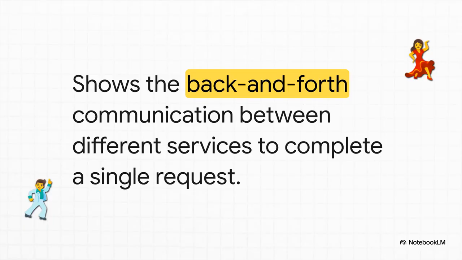So when different parts of our system need to team up, we use something called a sequence diagram. This is basically the choreography for a dance. It shows the exact back-and-forth conversation that has to happen between different services to complete a task. It's like, okay, you do this, then I'll do that, then you send this back to me.